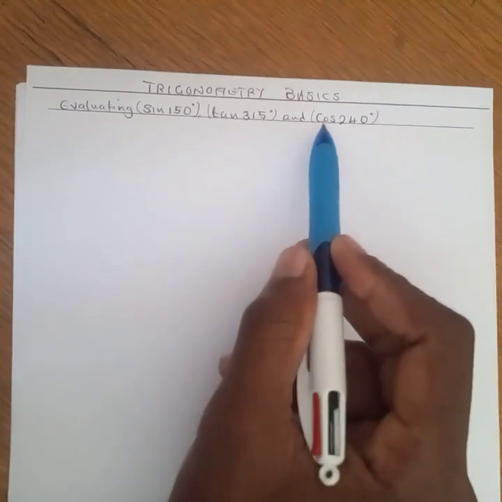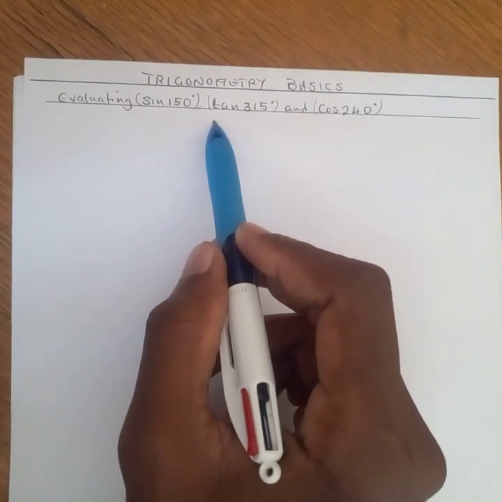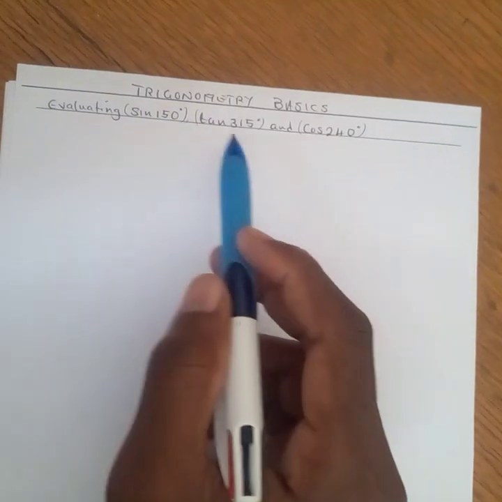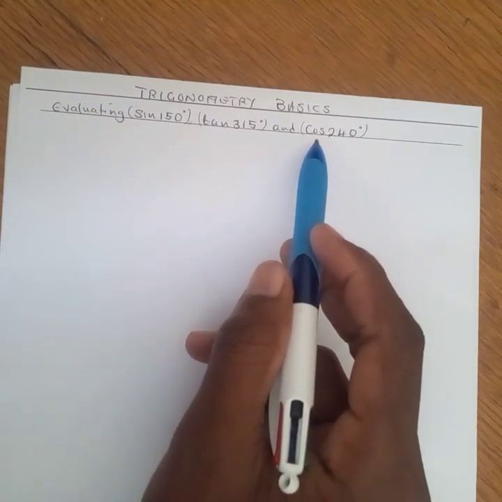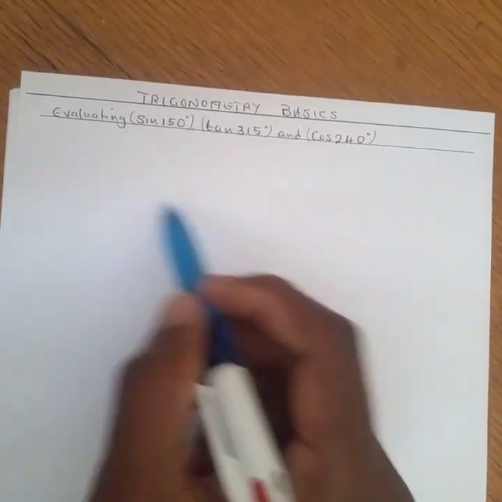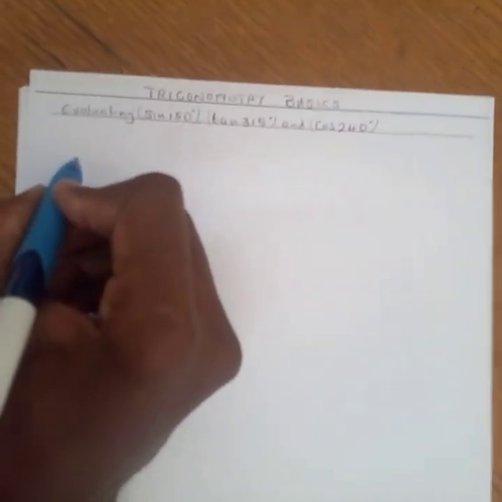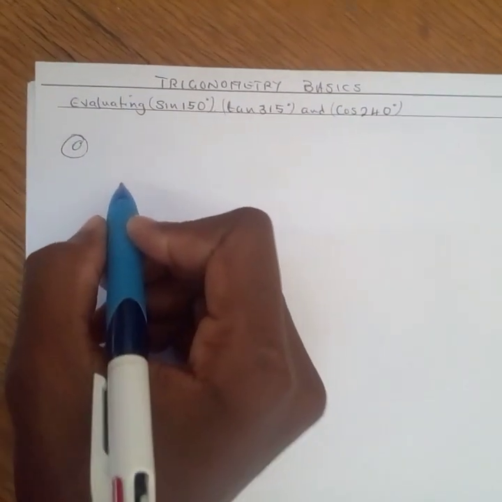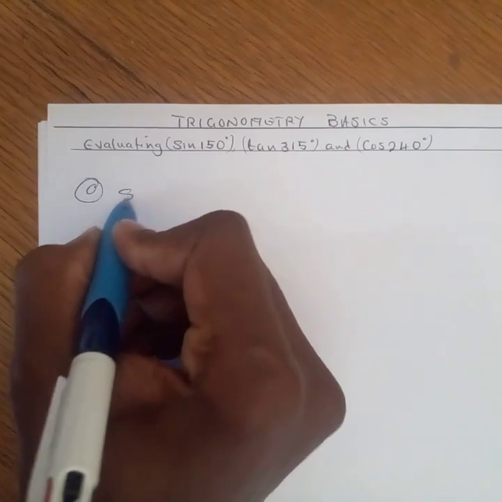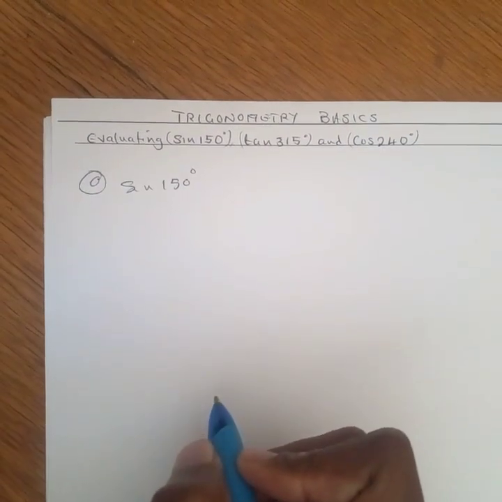In this trigonometric basics, we want to look at evaluating sin 150, tan 315 degrees, and cos 240 degrees. How can we evaluate these kind of questions? So let's start. We are simply talking of how can I evaluate A. Let's look at A. How can I evaluate sin 150 degrees?